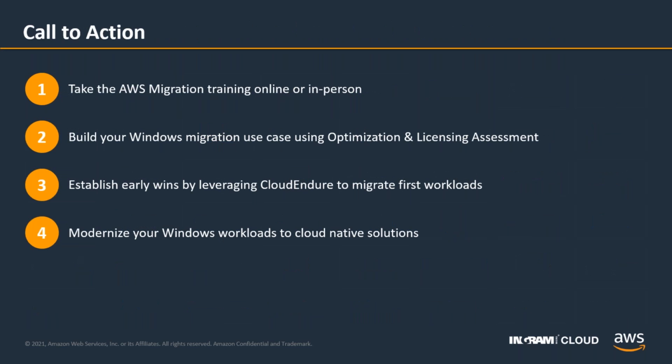So call to action, four things here. Firstly, I'd encourage you all to take the AWS migration training online or in person. Secondly, build your Windows migration use case using the optimization and licensing assessment. Establish some early wins and use things like CloudEndure to migrate those first workloads. And then finally, move the conversation forward with your customer and look at ways of modernizing those workloads into things like Amazon ECS, EKS, and general containerization.